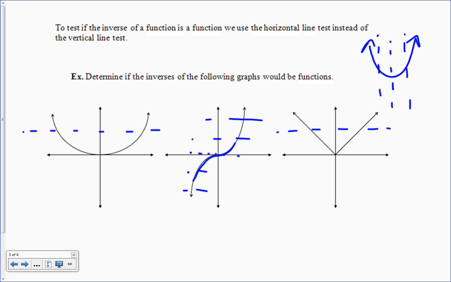Okay. So if we are to answer these, determine the inverse. This one, the inverse is no. How about this inverse? Yes. This inverse, no. Is everybody clear on which test to use? Yes?